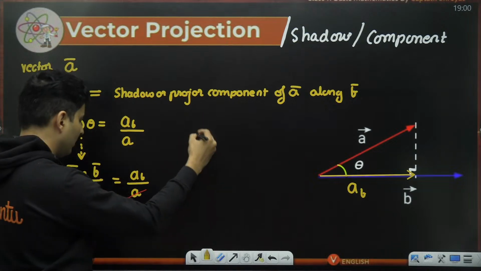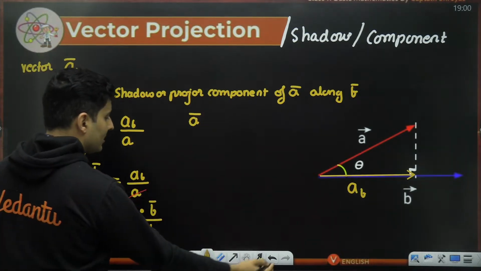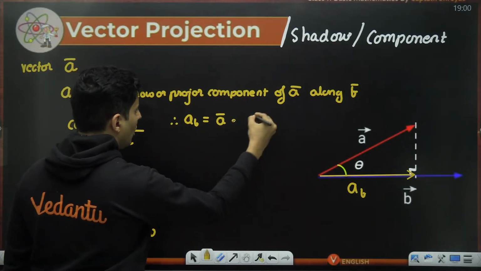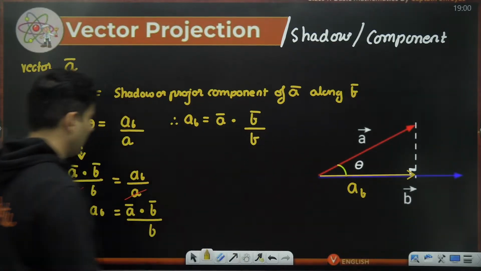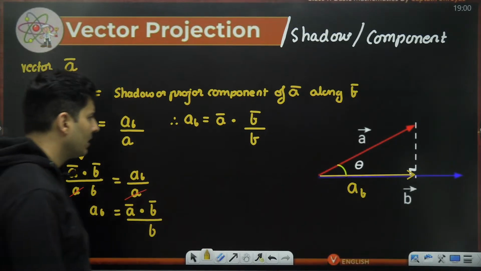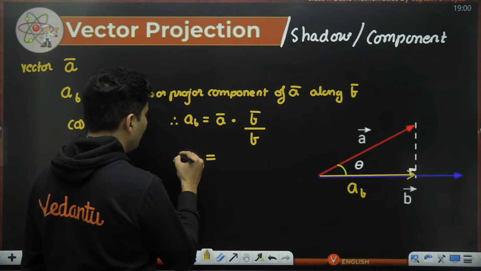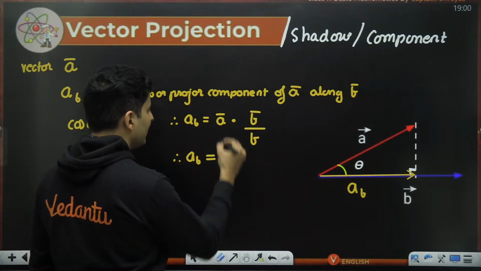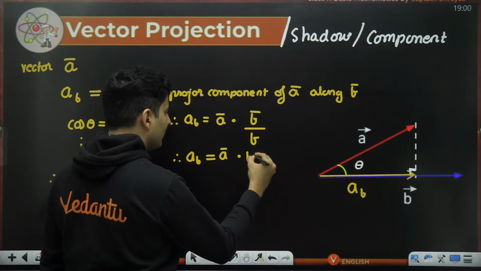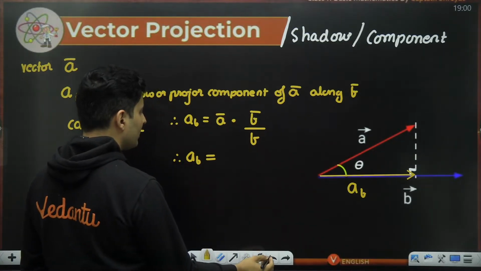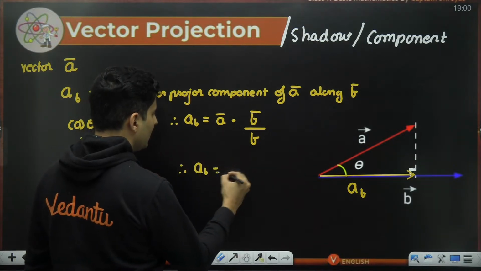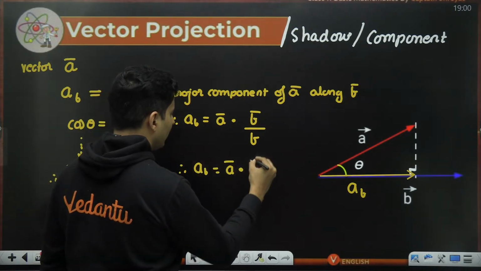But I'm not so happy about it, so I'll do one thing. I will just write it down as, therefore A of B is A vector dot B vector divided by B. So I put that denominator only under B, which is fair, nothing wrong in it. What is a vector divided by its magnitude? B bar by B is nothing but B hat. So therefore, I can just say A of B is A bar dot B hat.